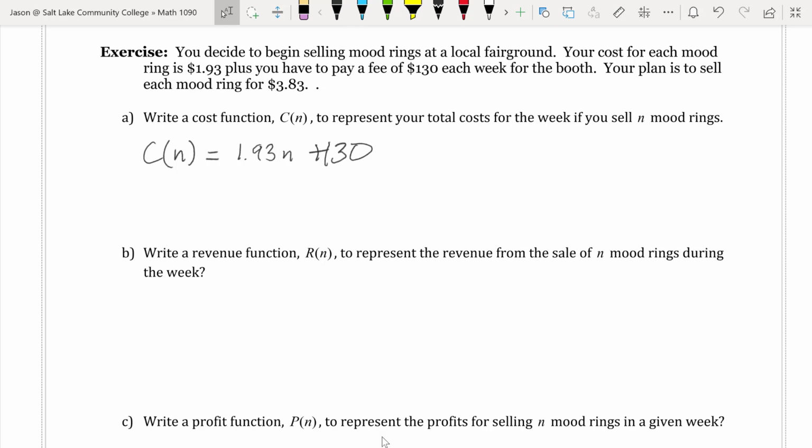That's our cost function. Write a revenue function, R of n, to represent the revenue from the sale of n mood rings during the week. Well, we're going to sell each mood ring for $3.83. So for every single ring we sell, we're going to take in $3.83. So our revenue function will be 3.83n.